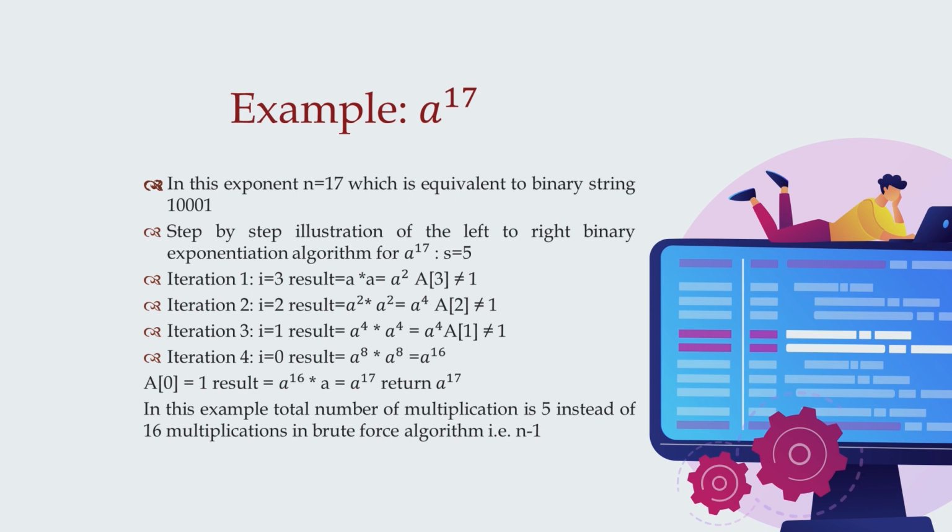You can see that brute force takes n minus 1 multiplications, and in this case it will take about log n. So for a to the power 17, if we use left to right binary exponentiation, we only have to perform 5 multiplication operations, but if we use the brute force or naive approach, we have to use 16 multiplications. So here you can compare the time complexity.